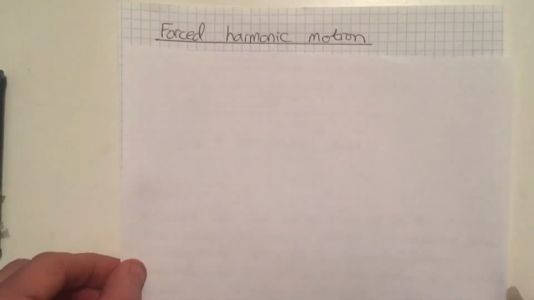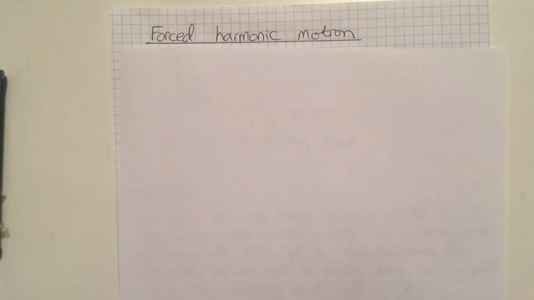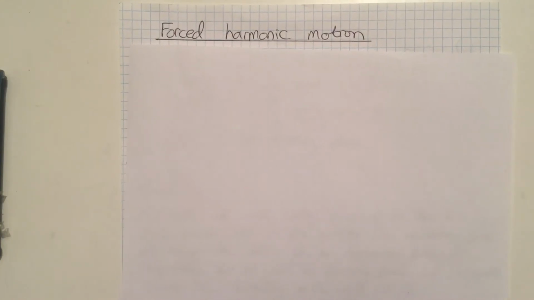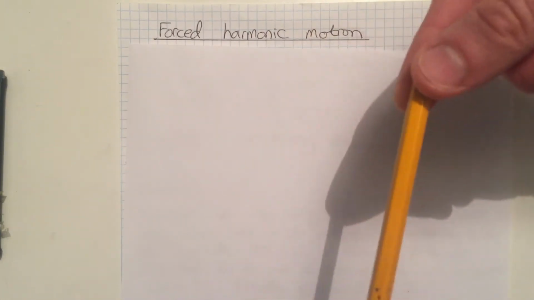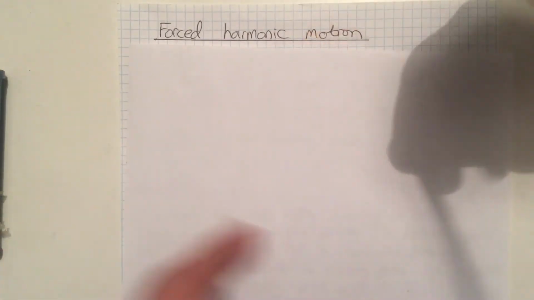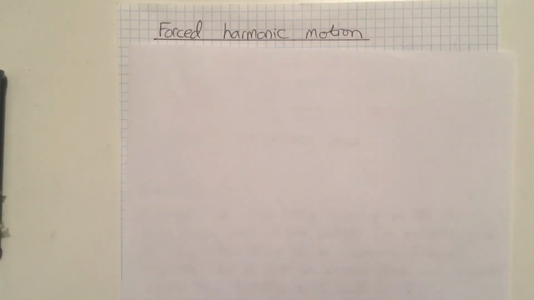Now we're going to introduce another factor into this as well. As well as damping, we're now going to introduce the idea of forced harmonic motion. So what this means is we have now got an external force that's adding to the oscillation. So if we're talking about a pendulum, it might be a force pushing the pendulum every period, like that. That could be an external force. It's helping the pendulum move.